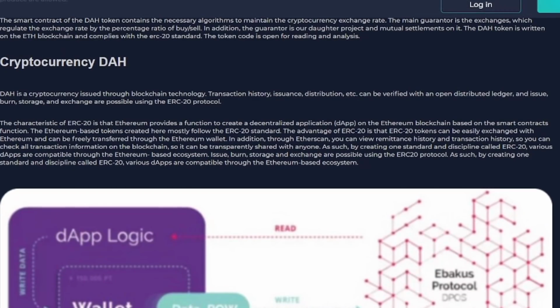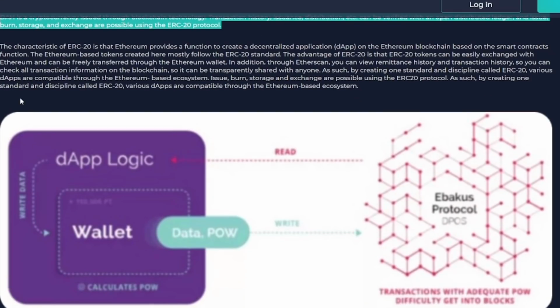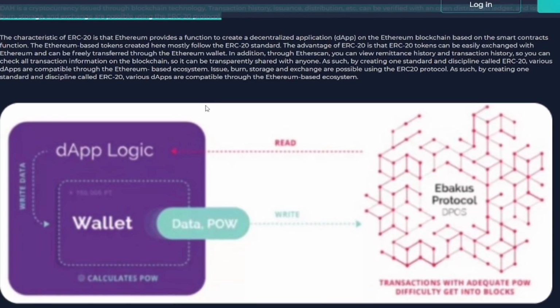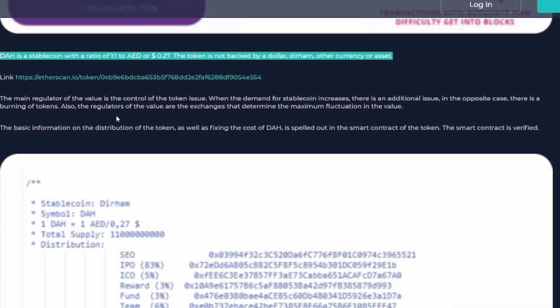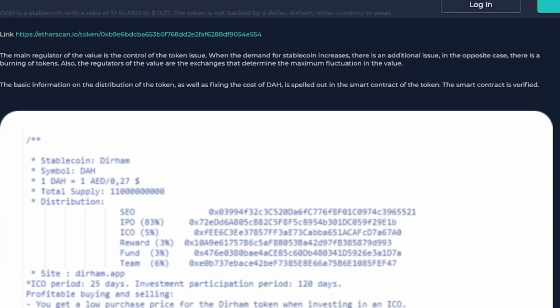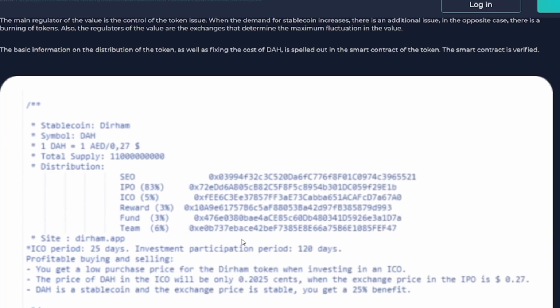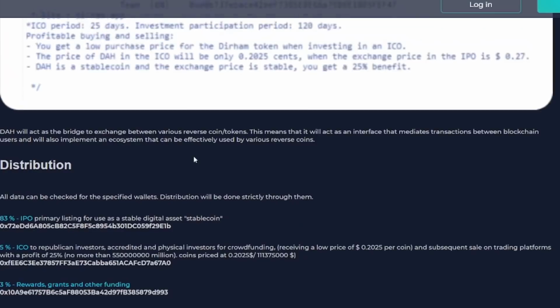So the cryptocurrency DAH instead is issued directly on the blockchain, as I said before, and the way it's balanced is basically by either burning or creating new tokens, which will balance the stablecoin 1-to-1 with AED, or roughly 0.27 cents. Everything will, of course, be found in the stablecoin contract that you can see here. I'm not going to go into details right now.